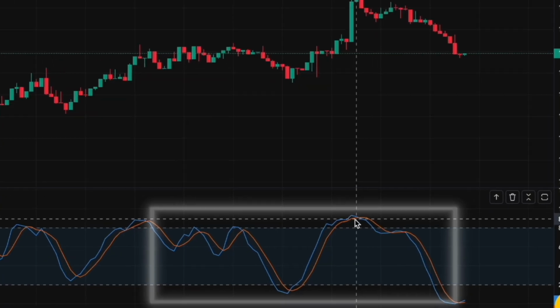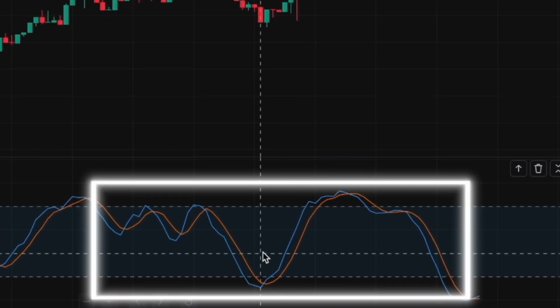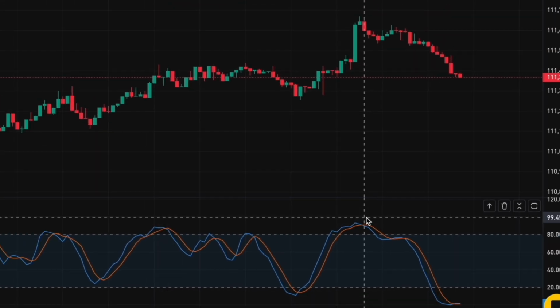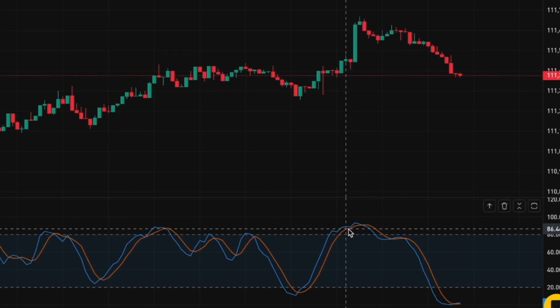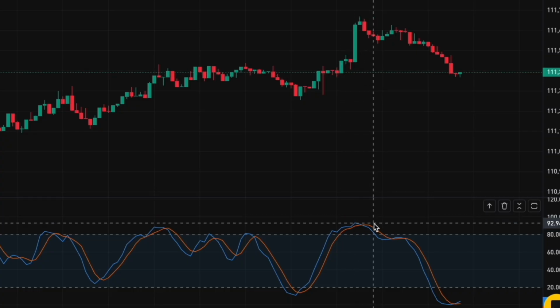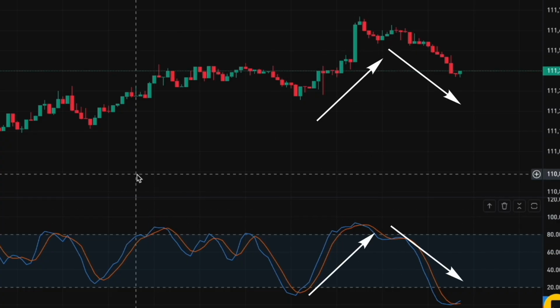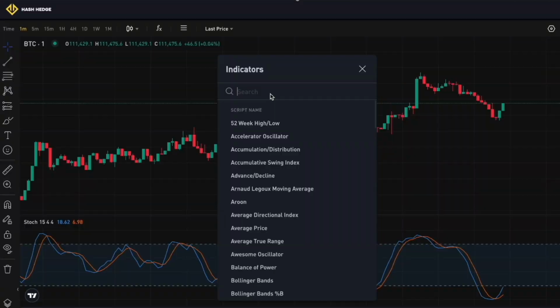And as you can see, the stochastic fluctuates between overbought and oversold zones, often goes beyond those levels, and often bounces off of them. As you can see, it largely duplicates the overall movement of the chart. So the second indicator for the strategy will filter out the signals we need.